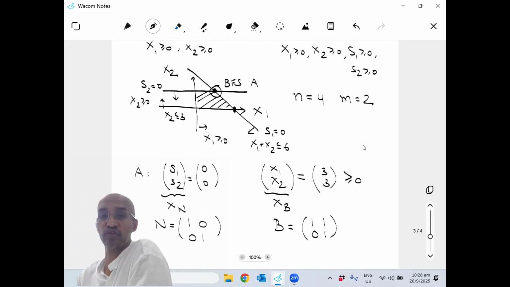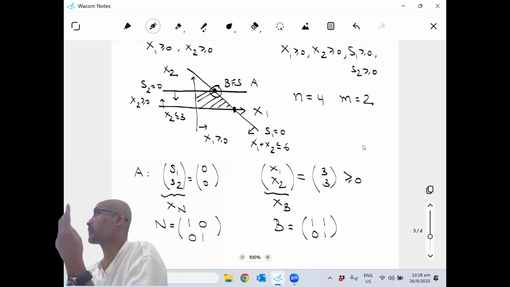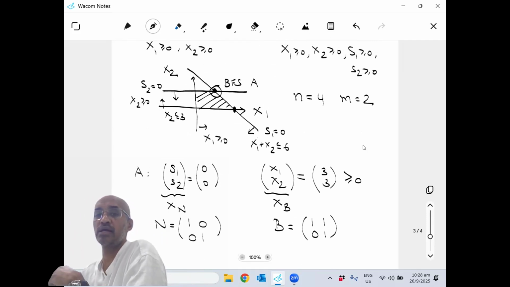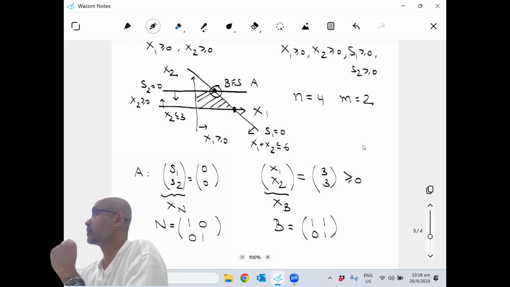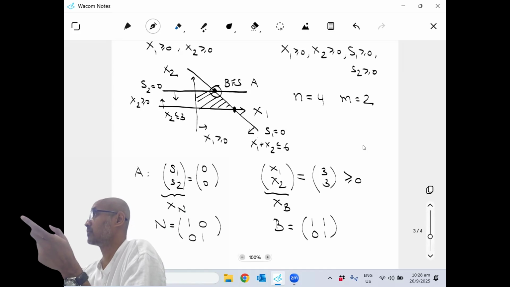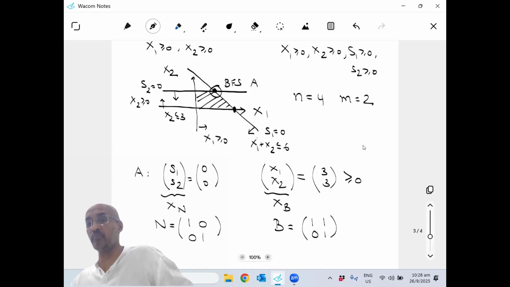Can you see for each of these, at every point here, there will be a set of two basic variables. They will change. So here the basic variables will be S2 and X1, basically. At this point, my basic variables will be S1 and S2. My non-basic variables will be X1 and X2. At this point, my basic variables will be X2 and S1.